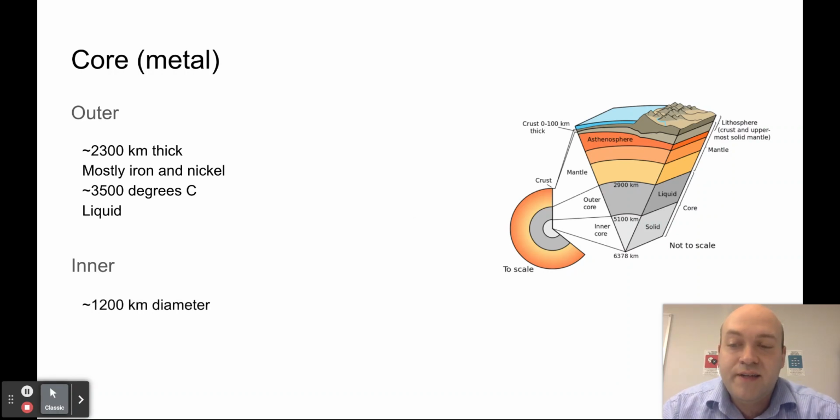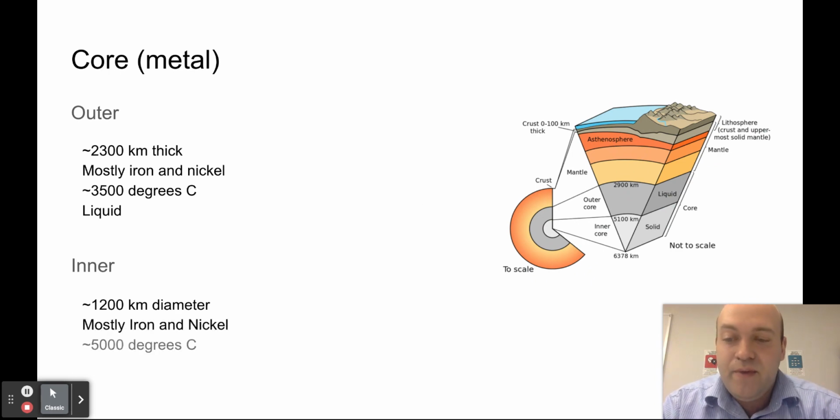The inner core has a diameter of about 1,200 kilometers, so all the way across, 1,200 kilometers. Again, iron and nickel, and the temperature is even higher at about 5,000 degrees Celsius. One interesting thing is that despite being even hotter, it is a solid. We've gone far enough down, there's enough material pressing on it that the pressure is high enough to make it a solid, even at that higher temperature. So we've got the inner core as solid.